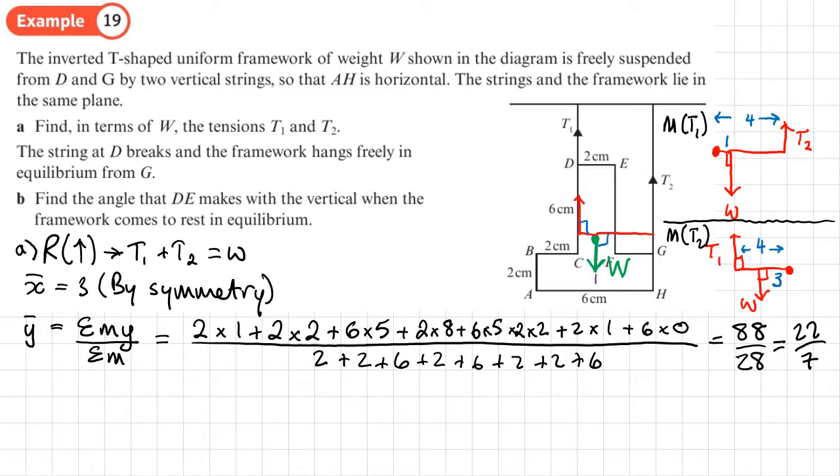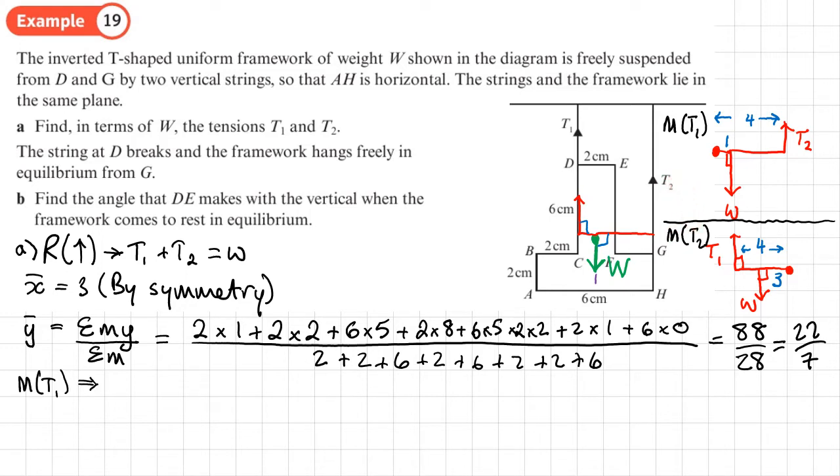So down here you see the moments equations if I took moments about T1. So we've got this distance here, which is going to be 3, times by the weight, and then we've got this distance here to T1, so that's going to be a distance of 4 times by T1. So I'm going to do the working both ways with T1 and T2 so that we can see we get equivalent answers, but in reality you would just choose one or the other.